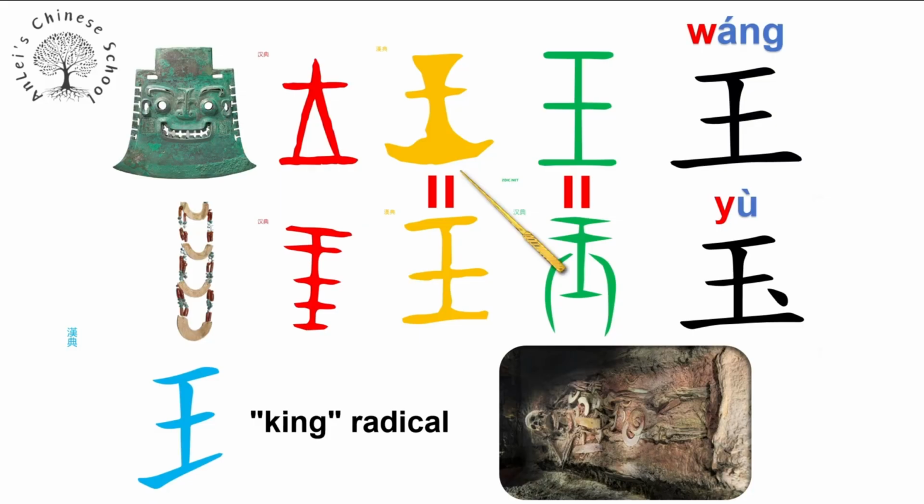The bronze inscription is more vivid. The small script became three horizontal strokes and one vertical stroke.